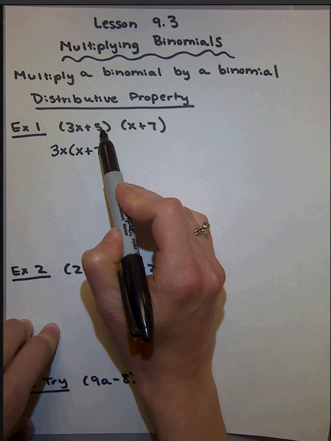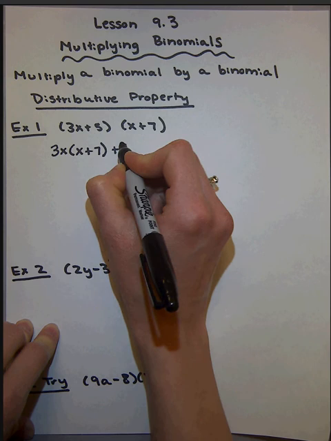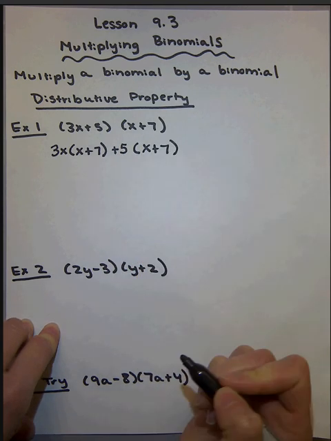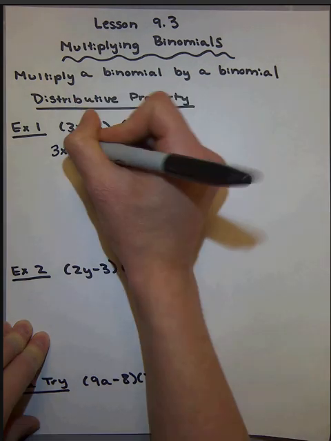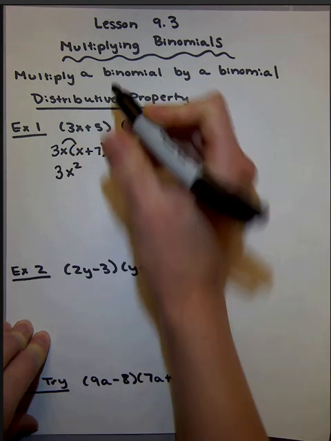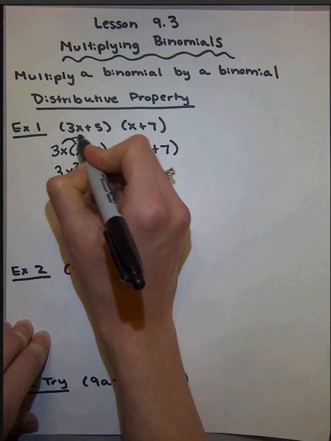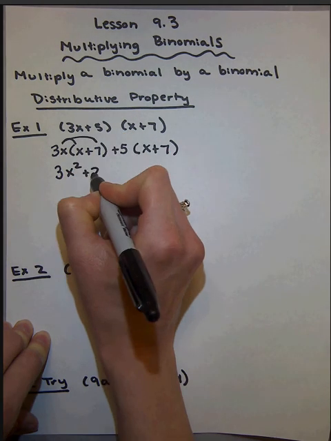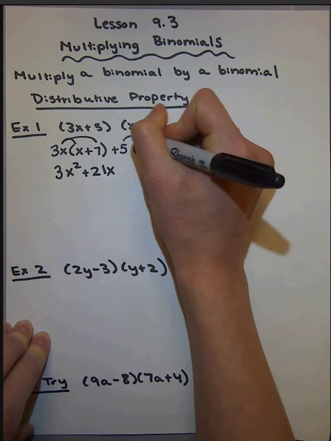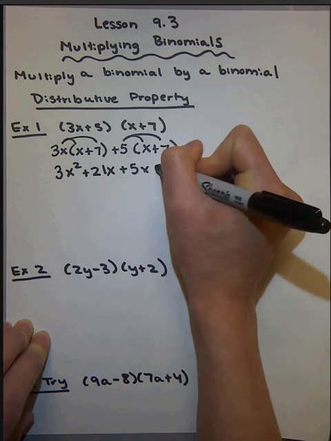But I can't forget about this 5. This 5 also has to be distributed. So I write down plus 5, and I'm going to distribute that to the x plus 7 as well. So now I'm going to go ahead and do my distribution. 3x times x is 3x squared. And I draw my little loops in here so I remember what I've actually done. So 3x times 7 is positive 21x. Now I come over here at the 5. I'm going to do the same thing. So positive 5 times x is positive 5x. Positive 5 times 7 is positive 35.